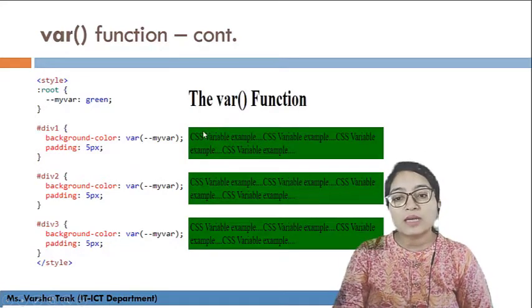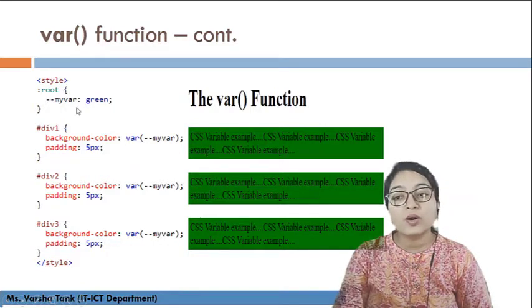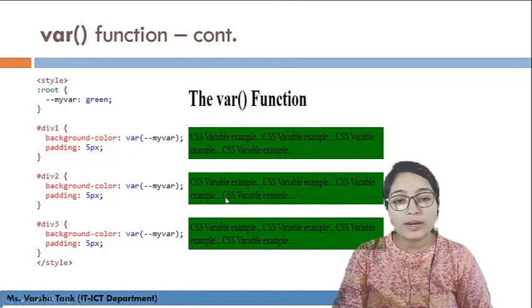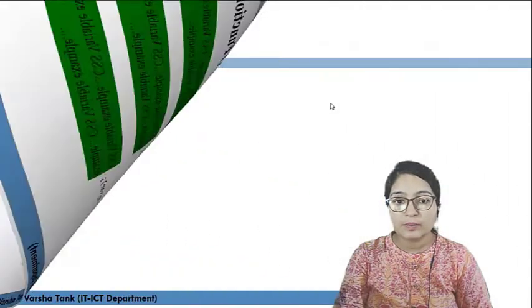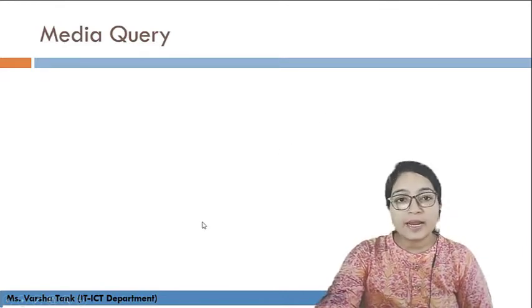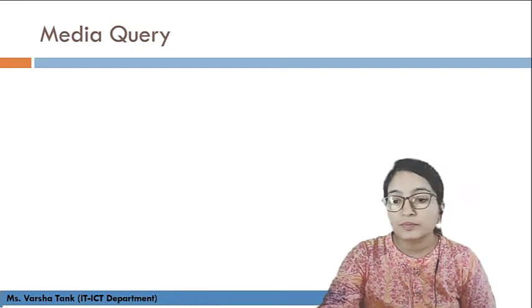Here you can see these are the three different divs. In this, the green color is applied. So you will have a better idea about it, that whenever you apply the CSS variable, how it will work and how it will give the output for all three divs in the green color. Now before starting the media query, let's understand these CSS variables first.